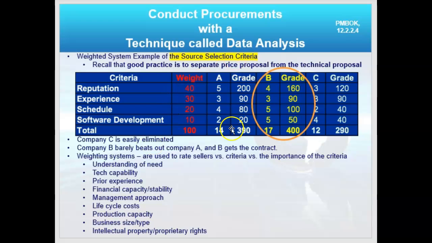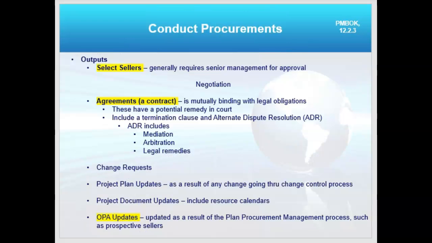And so company A was rated with these points, and when I multiplied the weight, they ended up with 390 points. Company B, 400 points, and company C, 290. Just because company C ended up with 290 points doesn't make them bad. Look how well they scored in software development. It's just not what I needed for this project. So now I've got 390 and 400. That really is too close to call, so I would probably follow up with vendor presentations, have them come in and give me a pitch. Differentiate yourself, I would say to them.